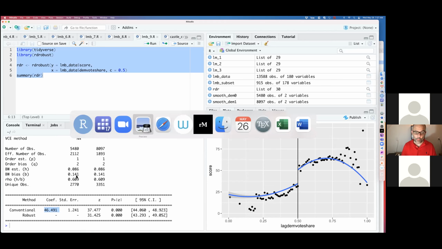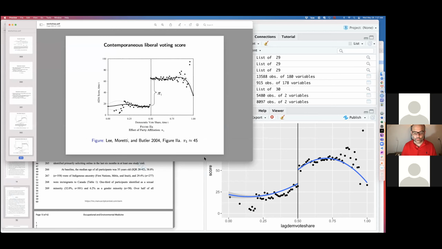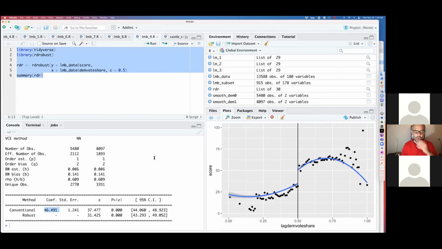which, if we go back, is what we were getting using the local linear regressions. So notice when you use RD robust, it uses all the data. It's performing a lot like the local linear regressions, only it's using triangular kernels that weight the observations closest to the cutoff the most. And then it runs local regressions across the running variable.